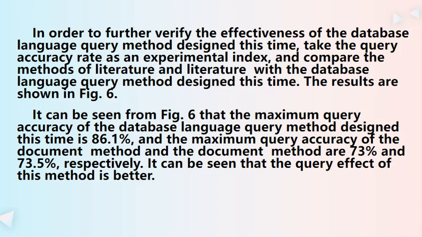In order to further verify the effectiveness of the database language query method designed this time, we take the query accuracy rate as an experimental index, and compare the methods in the literature with the database language query method designed this time. The results are shown in Fig 6. It can be seen from Fig 6 that the maximum query accuracy of the database language query method designed this time is 86.1%, and the maximum query accuracy of the two literature methods is 73% and 73.5%, respectively. It can be seen that the query effect of this method is better.